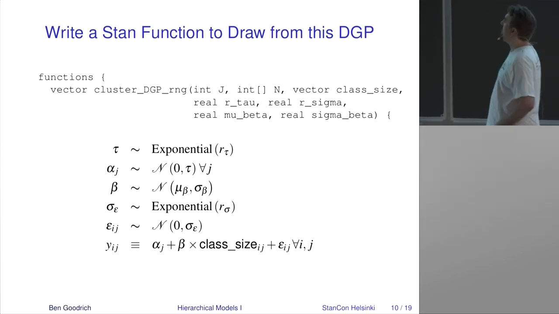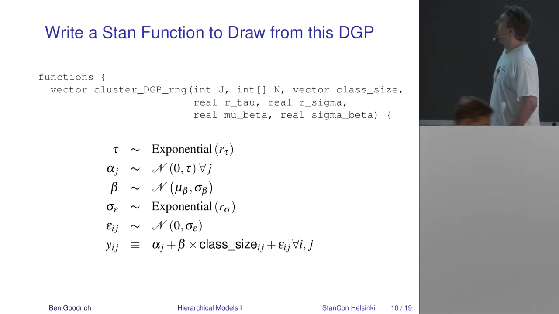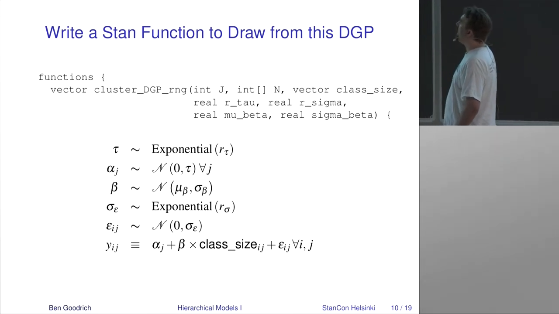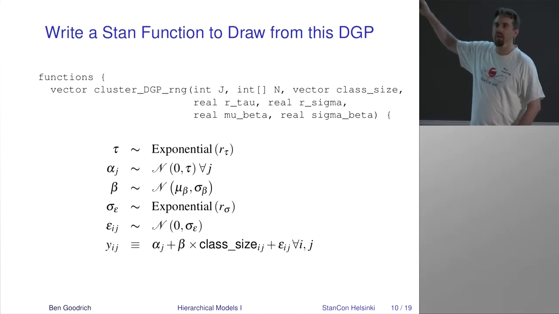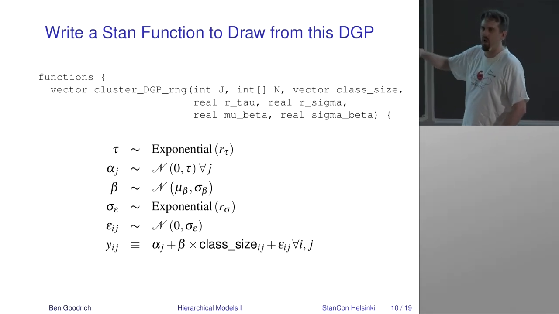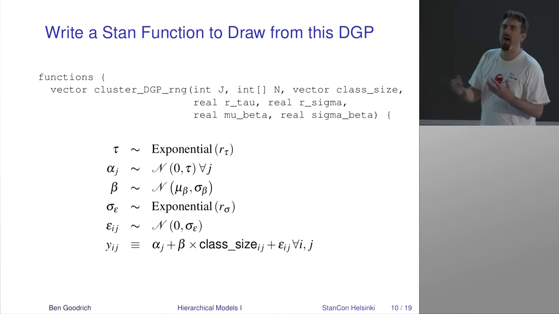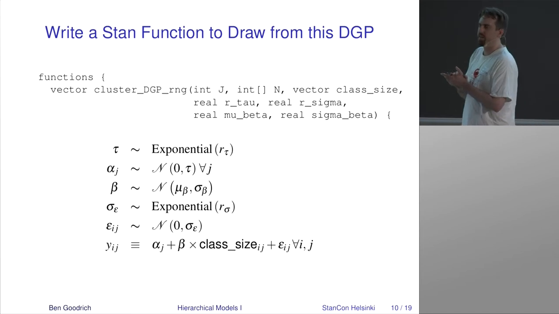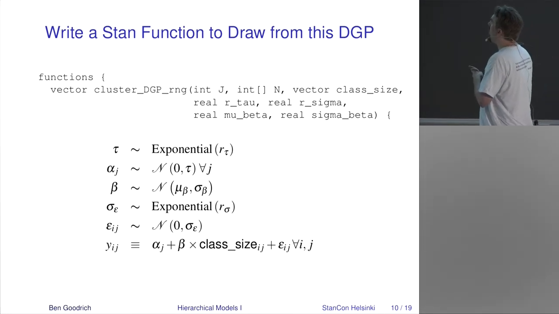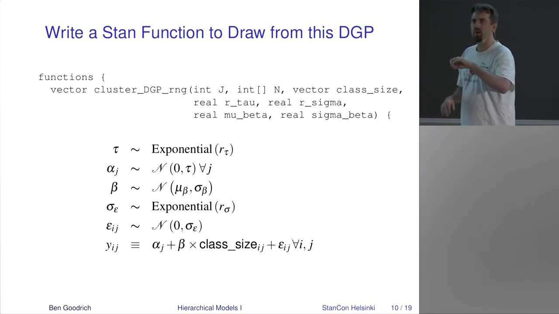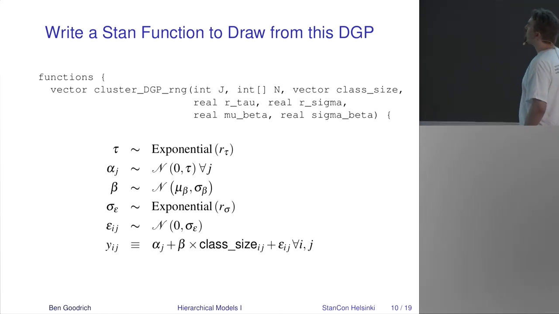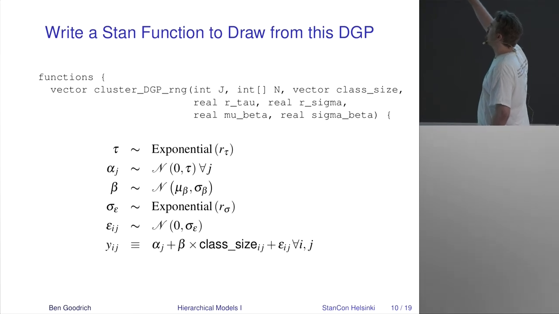In order for this function to do its thing, it's going to need to take in an integer J, which is the number of schools, and an integer array of size J, which we'll call n. That's the number of students in each school, but let's just assume that's like 20 for all of them. Anyway, our function is general enough. It could allow some schools to have more students selected into this study than others. Next, we're going to have a vector called class size. For each student, we're going to have some number for the number of students in their class. That's going to be basically our x variable.